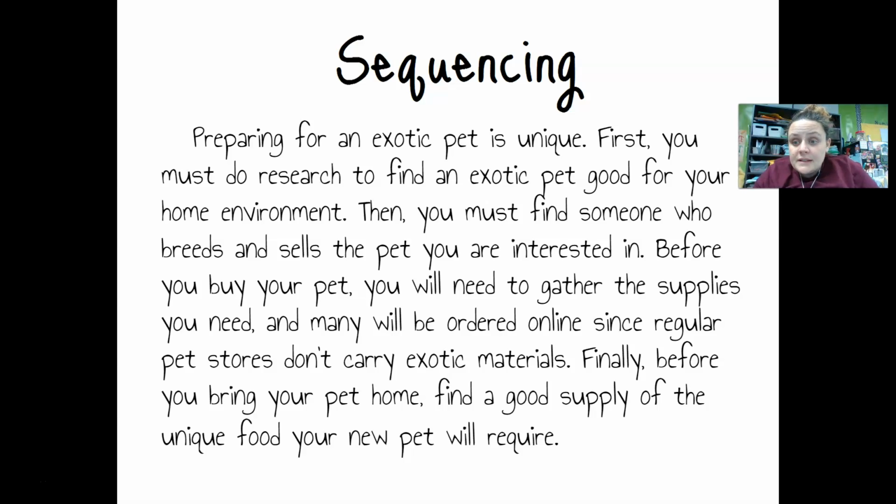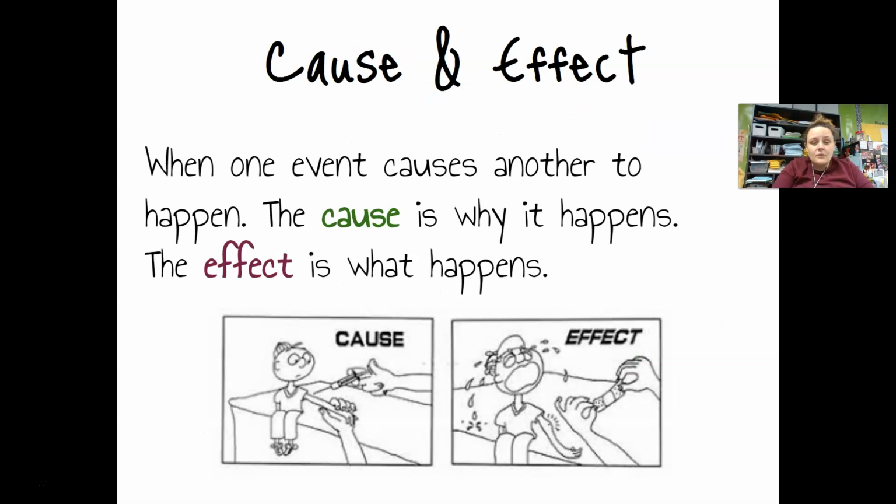You probably figured out this is steps for preparing for an exotic pet. An exotic pet is like a fancy pet that people usually don't have, like maybe a monkey or a parrot, or like a fancy parrot or something like that. You probably noticed the signal words in there telling us what we needed to do first. After that, telling us the order.